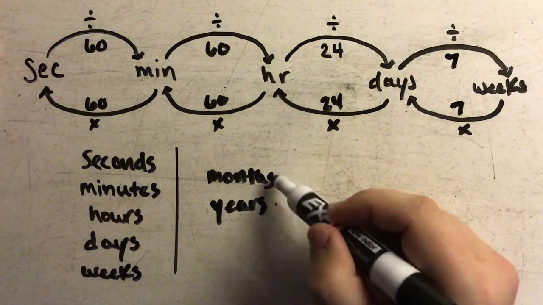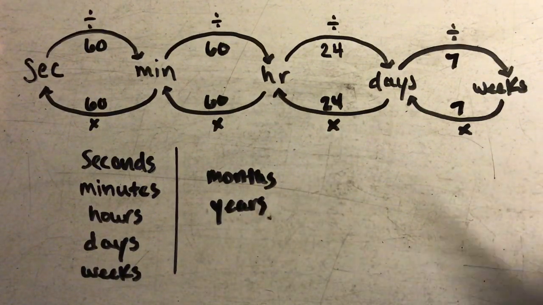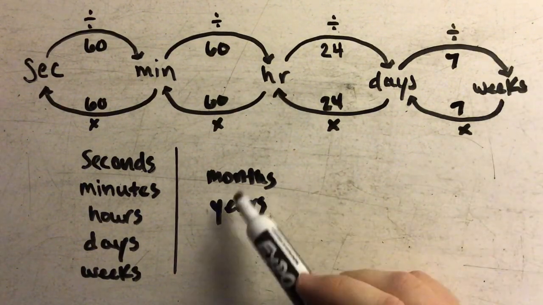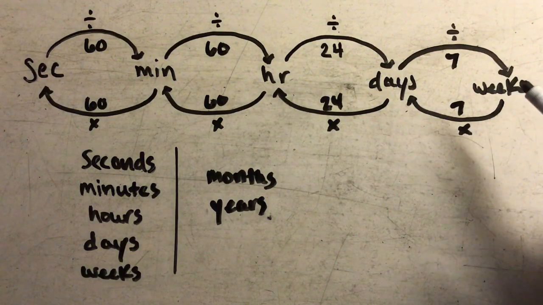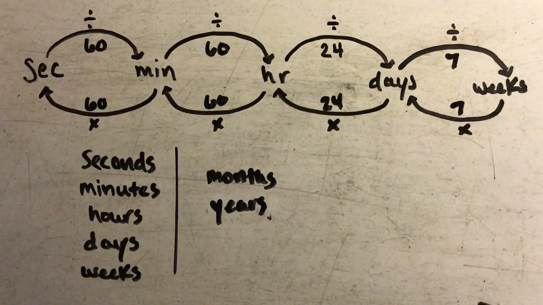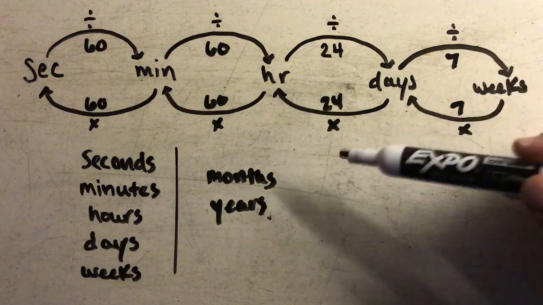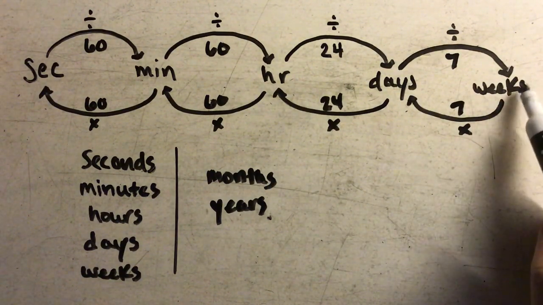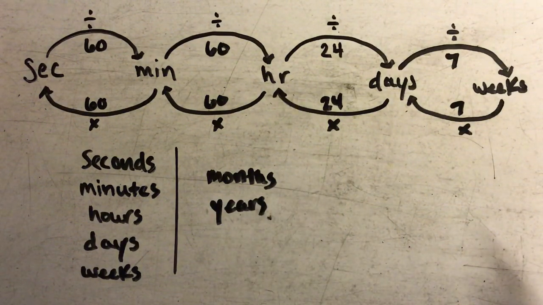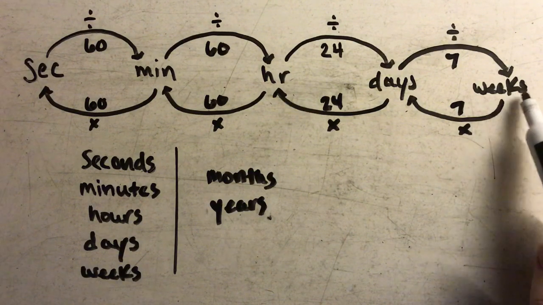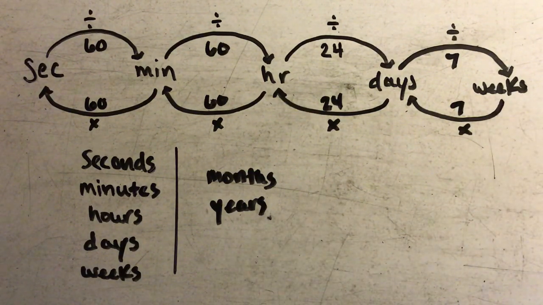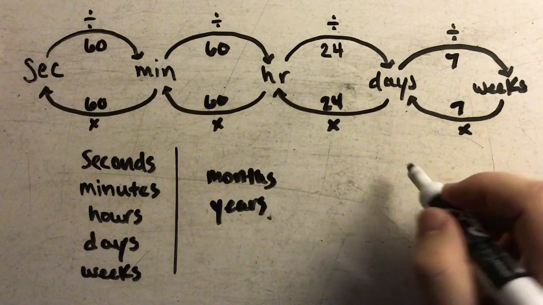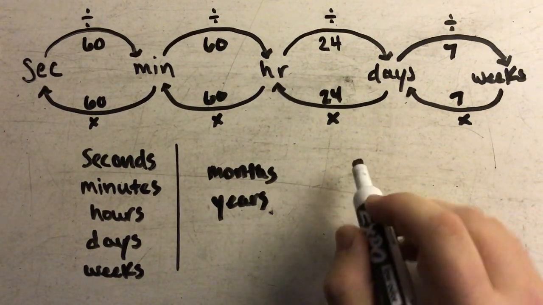Now, the reason that we're looking at months and years separately is because our conversion from weeks to years, or our conversion from weeks to months, would be not exact conversions. So there are about 4 weeks in 1 month, but it's not exactly 4 weeks. And there are about 52 weeks in 1 year, but again, it's not exactly 52 weeks. So for those conversions, we're just going to pull them off to the side.